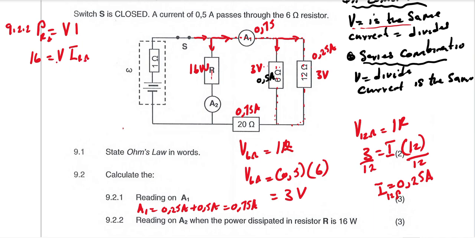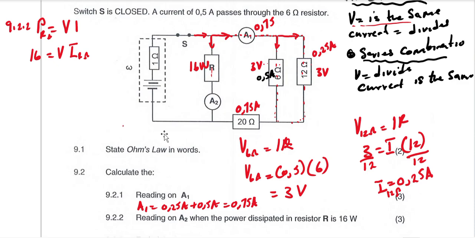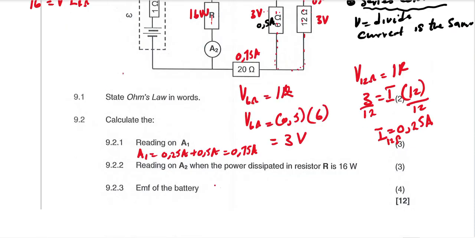What do we know about this voltage? We must find the voltage at this R. But we know that since we have 3 volts here, we can find the voltage at this point. Do you get me? You can find the voltage at this point. Let's find the voltage at this point of the 20 ohm. The voltage of the 20 ohm.